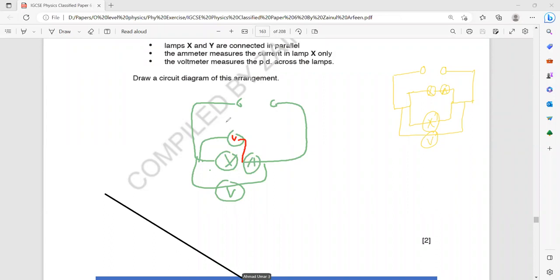And there are two lamps in the circuit. As you can see, there are two lamps in the circuit, but you drew only one of them. So this is also a mistake. As I mentioned, lamp X and Y should be in parallel.